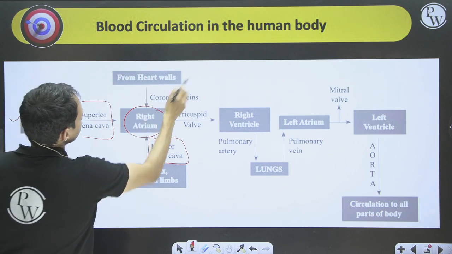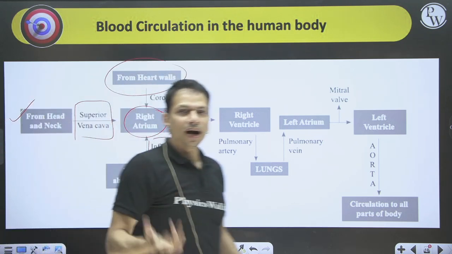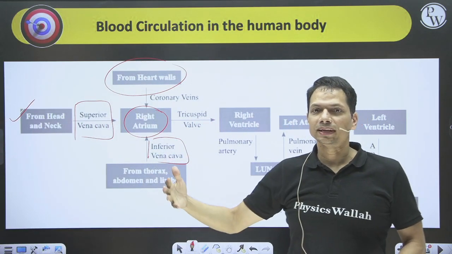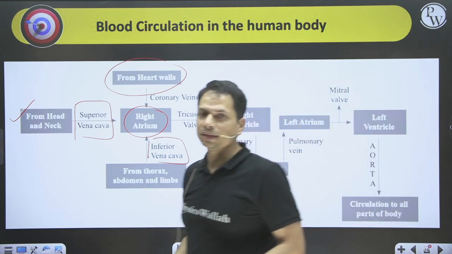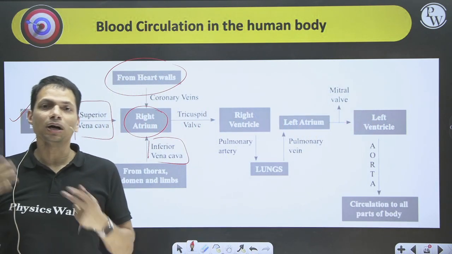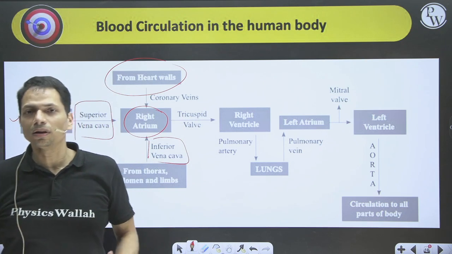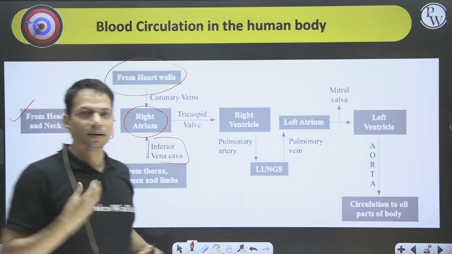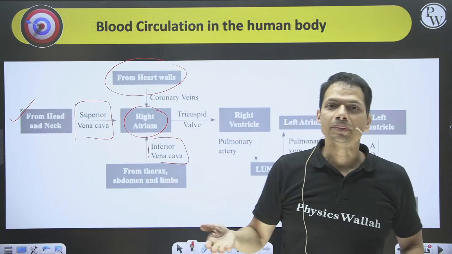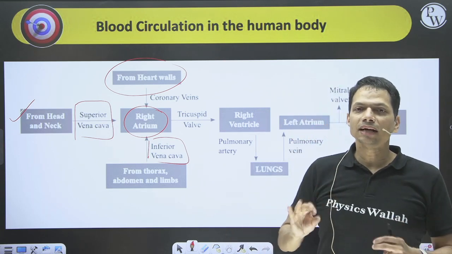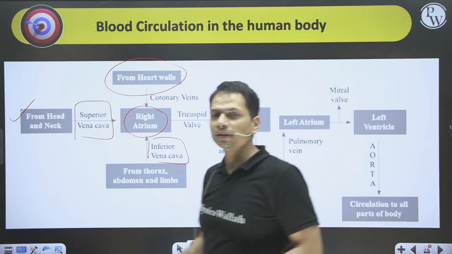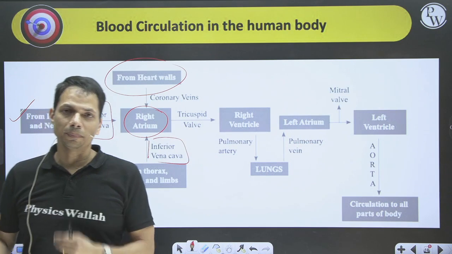Also, one very, very important thing: the heart is providing blood to the whole body, right? But who gives the blood to the heart? Because the heart also needs oxygen, right? So there is an artery called the coronary artery. The coronary artery is the artery which provides oxygenated blood to the heart, right?